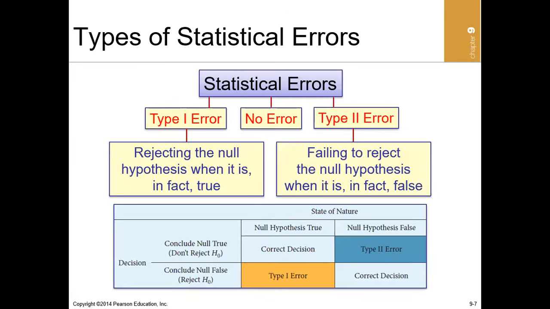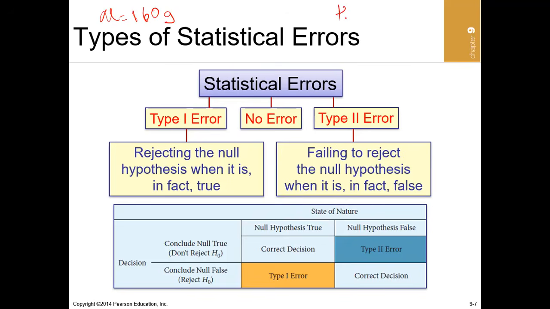Now, we can make errors when we are testing hypotheses. And to understand that carefully, I'm going to give a certain scenario. Now, we all know that by standard, let's assume that the average weight of milk in a tin of milk is, let's say, 160 grams.